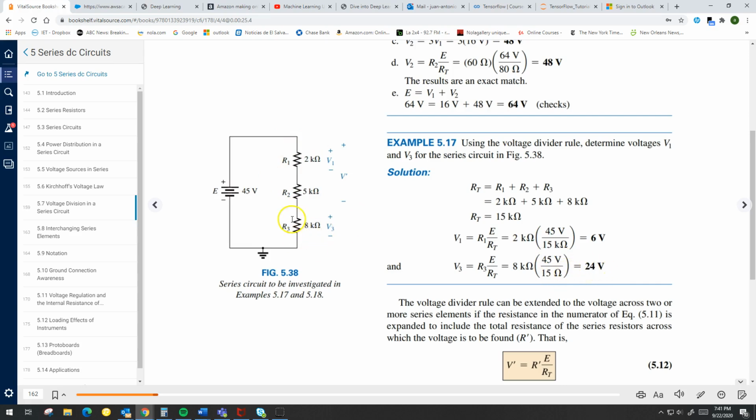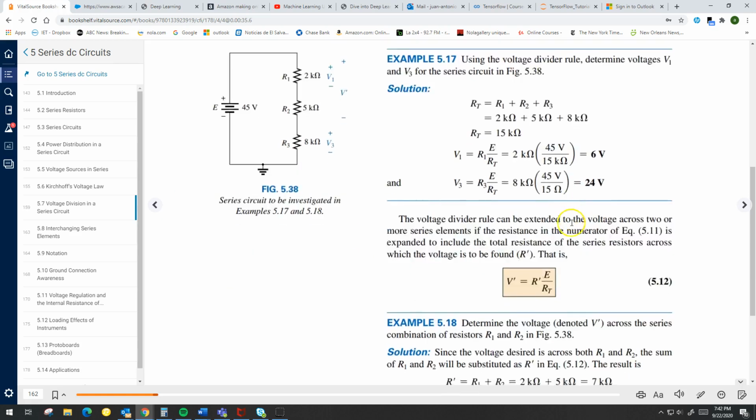Okay. Notice again that we don't know what V2 is, but we can easily find it. We can find it again by reapplying voltage division, and I'm going to leave that as an exercise for you. But you already know by KVL that 45 is equal to V1 plus this voltage plus V3. You know V1, you know V3, you know the total voltage, so you can solve for V2, right? So try to find it both ways, by KVL and by using voltage division. Okay.